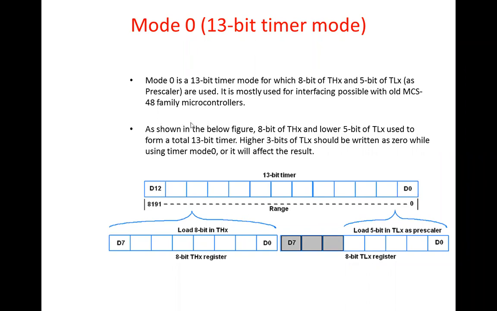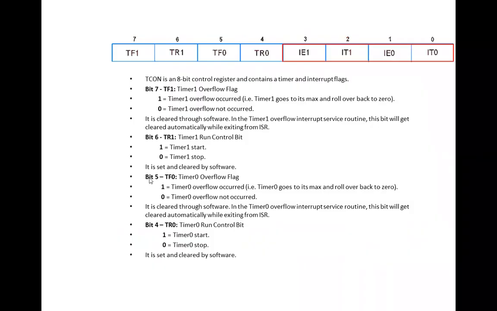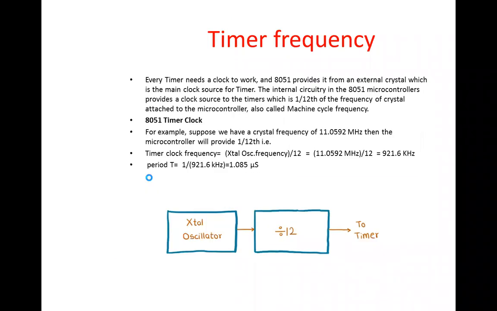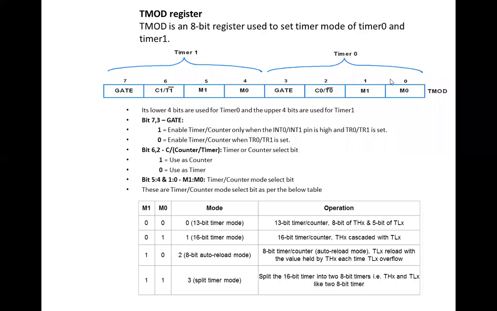In mode 0, the 13-bit timer is there. So we have not discussed this mode yet. These are the modes, decided by M1 and M0. If M1 and M0 are 0, 0, then the 13-bit timer and counter is used. In that 13-bit timer counter, THX uses 8 bits and TLX uses 5 bits.